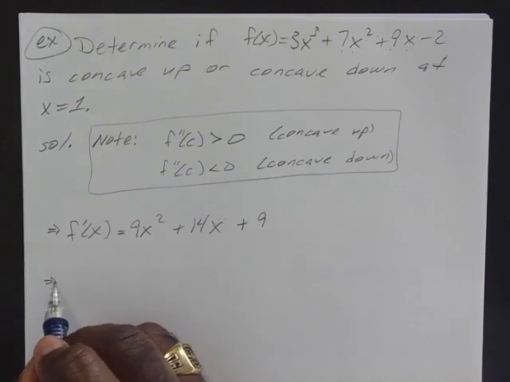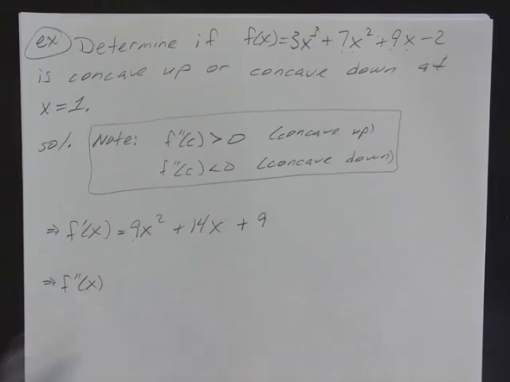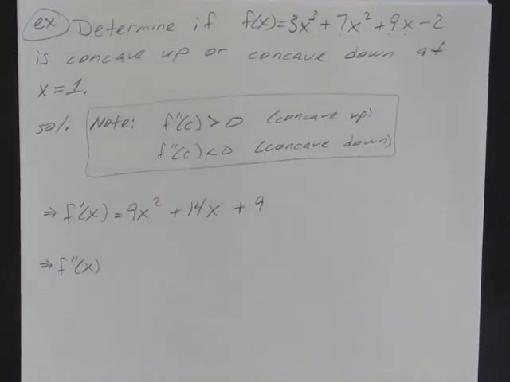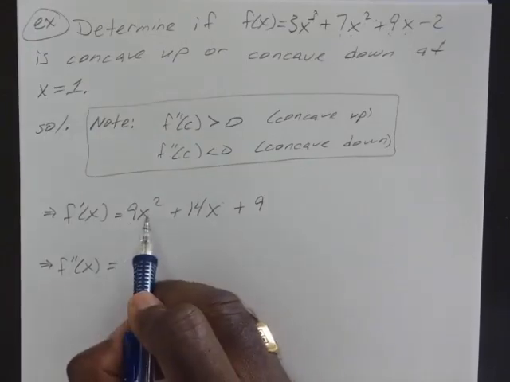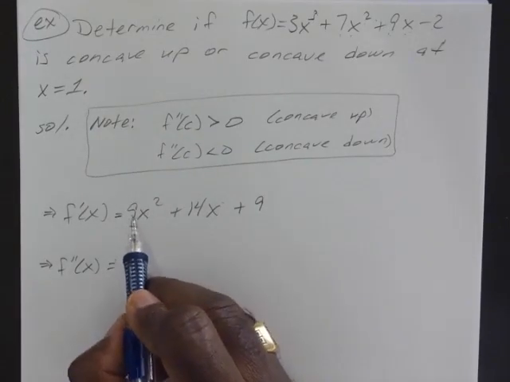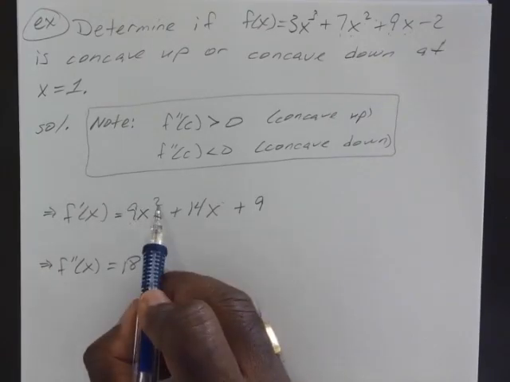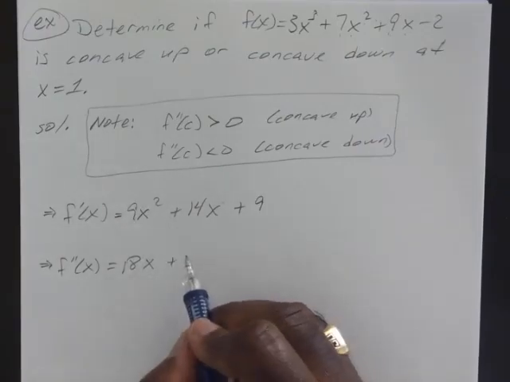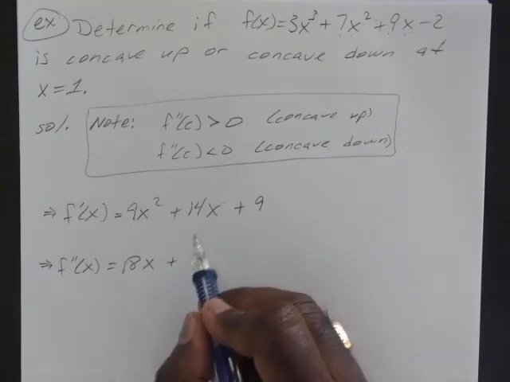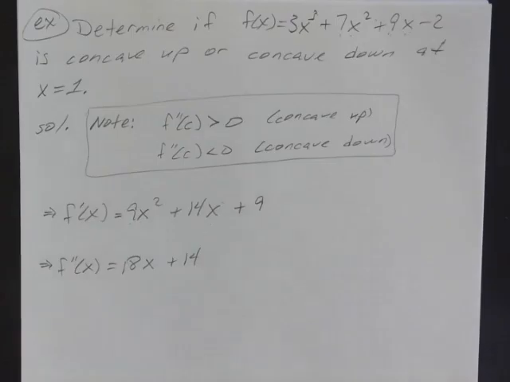Okay, so now we find our second derivative by taking the derivative of the first derivative. The derivative of 9x squared: we bring down the 2, so 9 times 2 is 18, times x to the power of 2 minus 1, which is just the first power, plus 14 times the derivative of x. So that's 14 times 1, which is 14. And the derivative of 9 is 0, so that disappears.